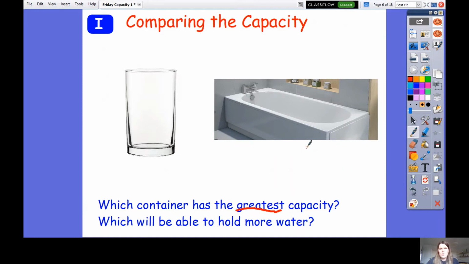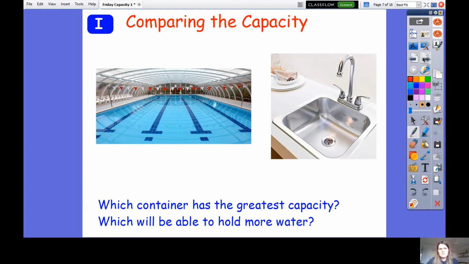A bathtub or a glass? Well, I think the bathtub would hold the greatest amount of water, which means it has the greatest capacity. I think I could definitely fit several glasses of water in a bathtub, which means this one has the least capacity.